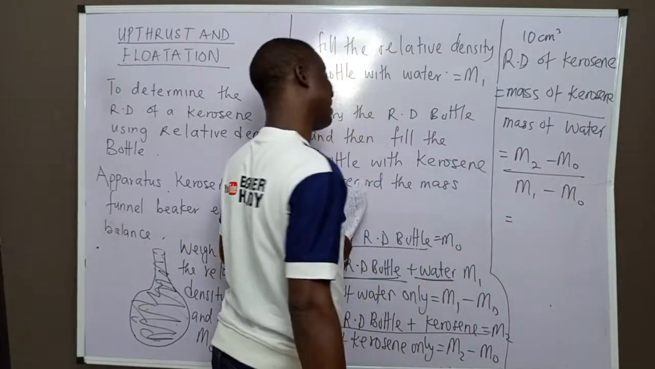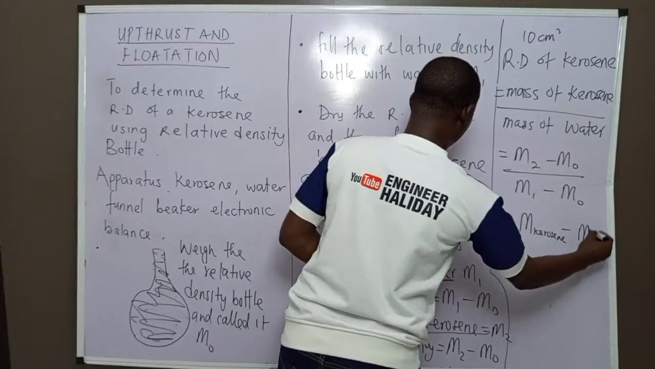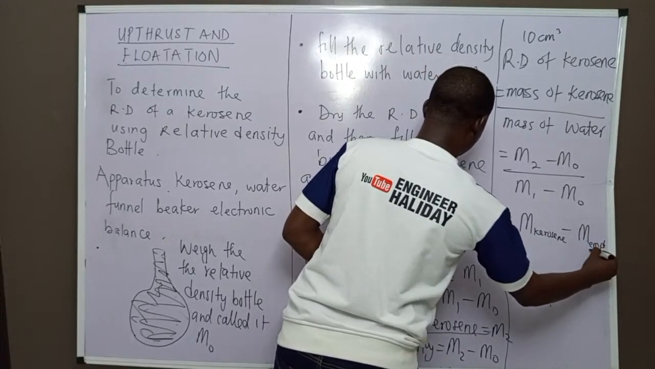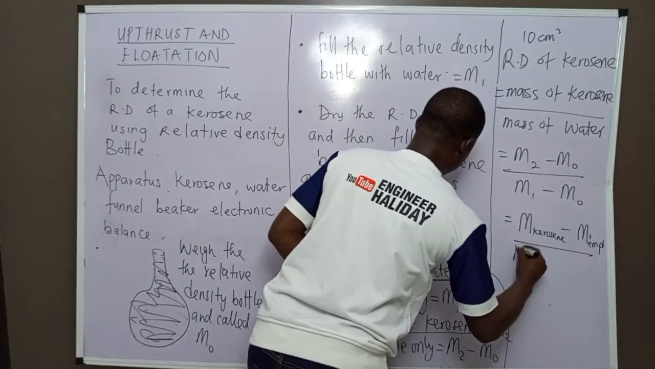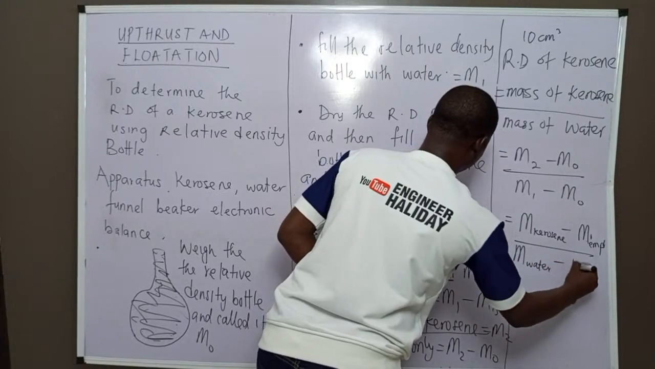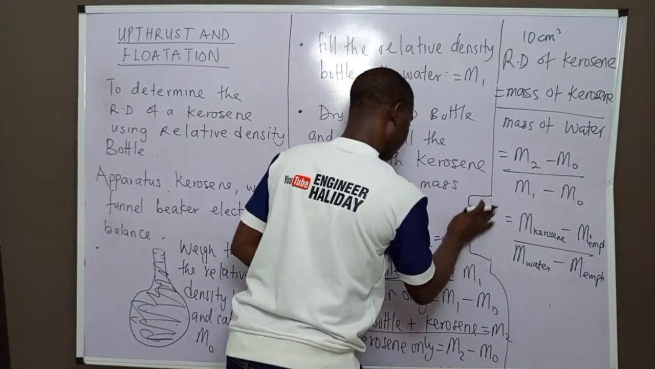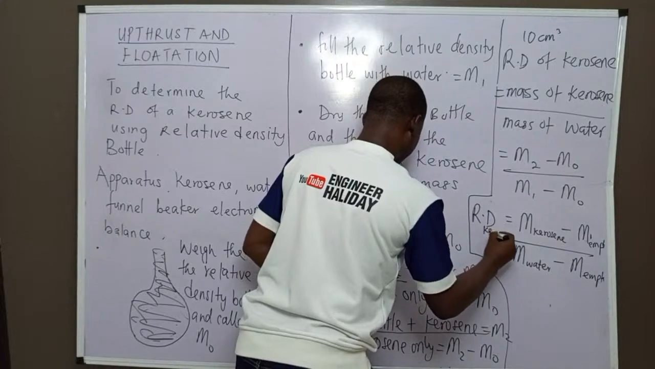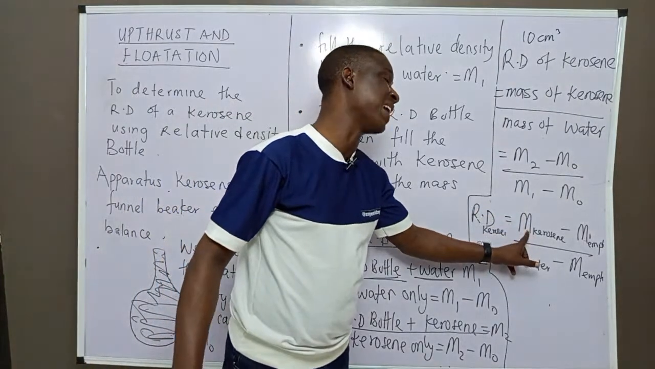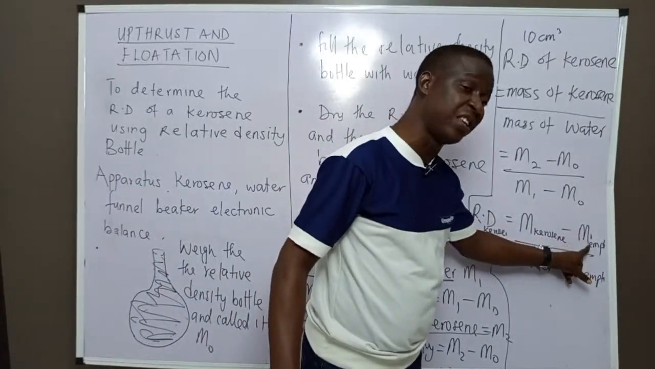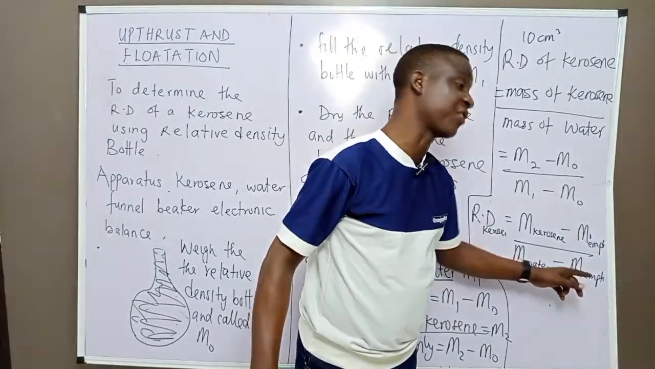Sometimes we write it like this: mass of kerosene minus mass of empty bottle over mass of water minus mass of empty bottle is equal to relative density. So to get the relative density of kerosene, you take mass of kerosene minus mass of empty relative density bottle, over mass of water minus mass of empty bottle.